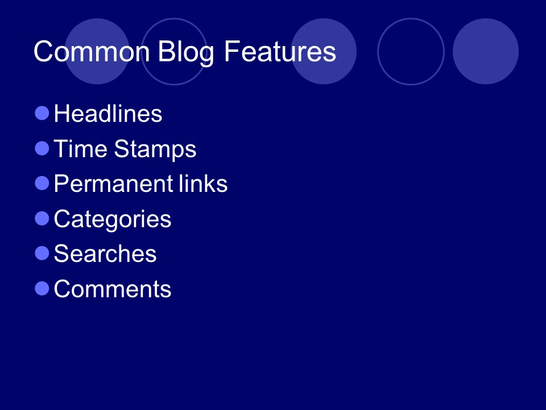Common blog features again are headlines, so that's the title, as well as a timestamp. So you can always find out when someone posts the information on a blog. Another feature is permanent links, and permanent links are from blog rolls again. You can also see categories, and categories really help when you're searching online to find out about a blog, as well as you can see searches on a blog and comments.